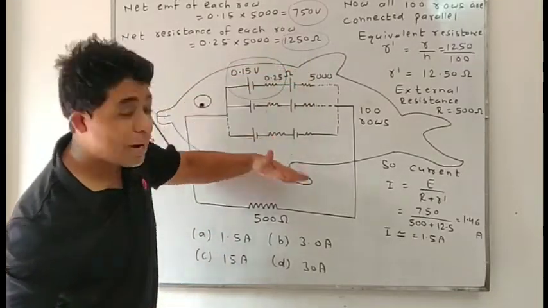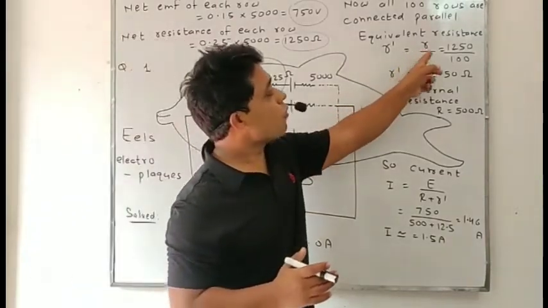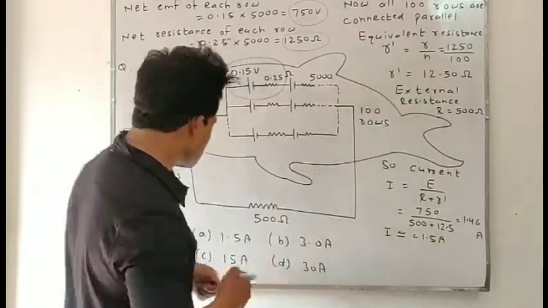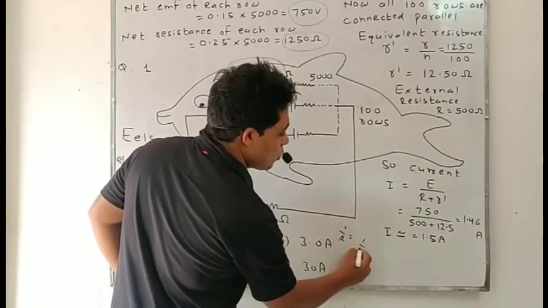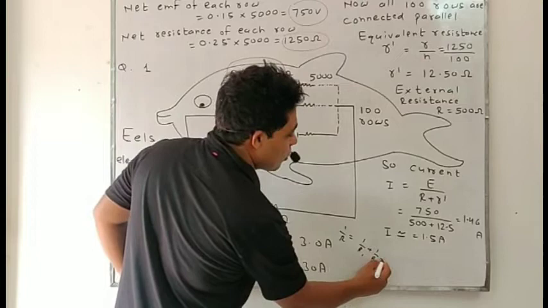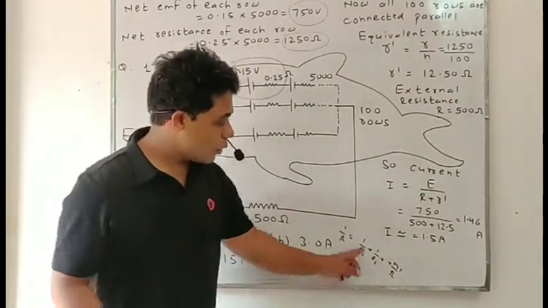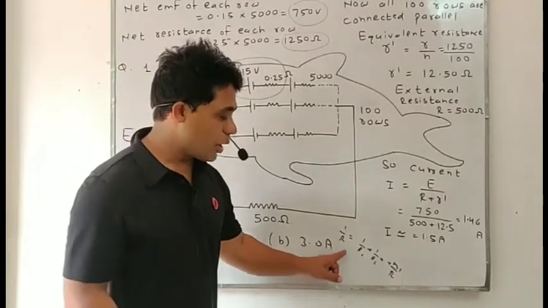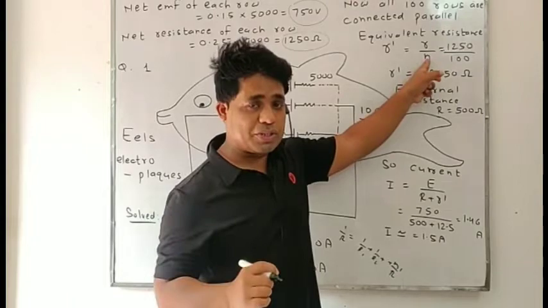But now students, we have 100 rows. So what is the net resistance of 100 rows? That is the formula R by N. Understood? We have the formula, students: 1 by R equals 1 by R1 plus 1 by R2 till N times 1 by R, and when we take the reciprocal, we get R by N. So that is the formula for finding net resistance in parallel combination.